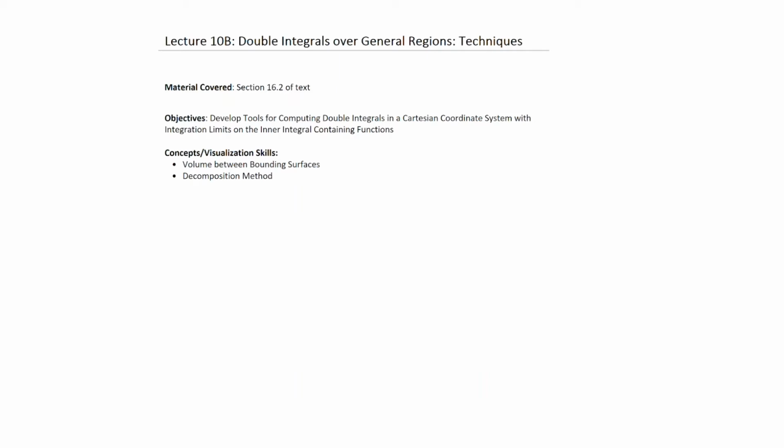computing double integrals in a Cartesian coordinate system with integration limits on the inner integral containing functions. The concepts and visualization skills that we'll be discussing here include determining the volume between bounding surfaces and also a decomposition method, which essentially gives you a technique for dealing with complex regions where you cannot do the integration in one step. As usual, the second slide basically just covers a summary of the slides to follow.